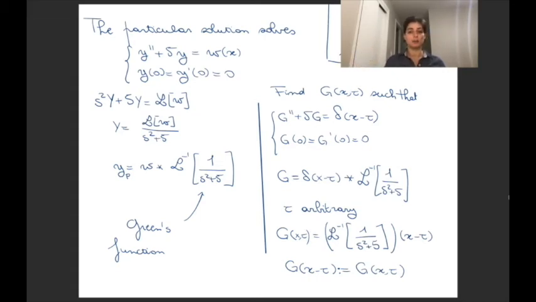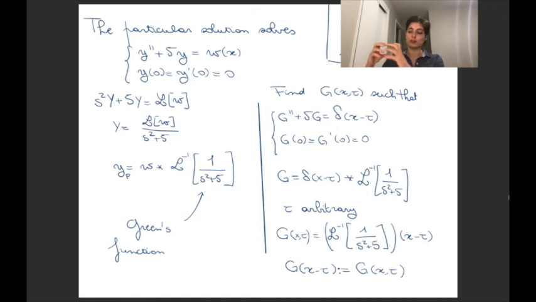Here tau is arbitrary. So if we compute this convolution, well, the convolution of something times delta computed at x minus tau is just that something computed at x minus tau. So the Green's function g, if we consider it as a function of x and tau, is the inverse Laplace transform of 1 over s² + 5 computed at x minus tau.